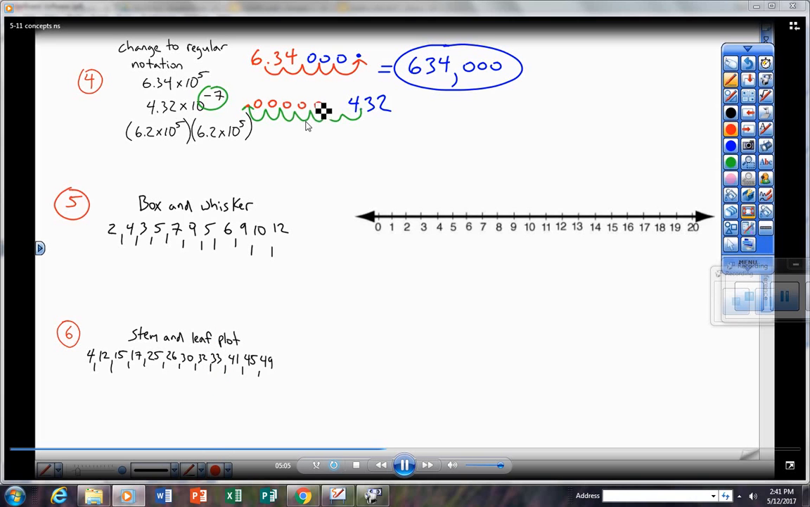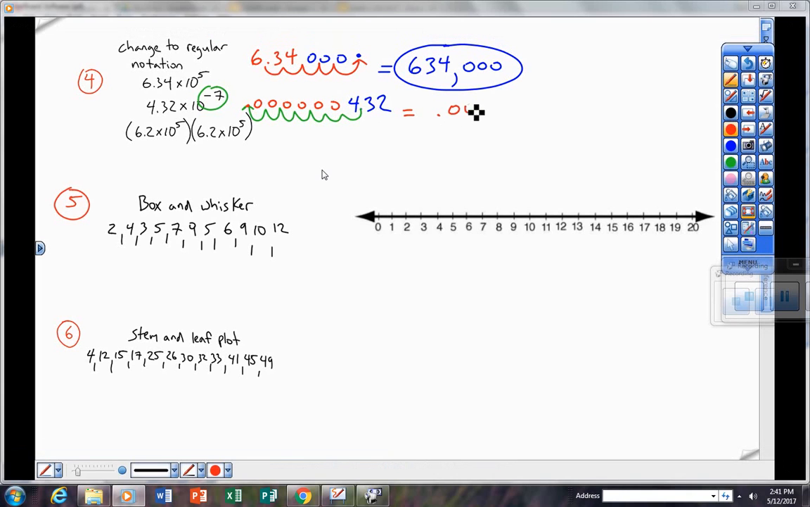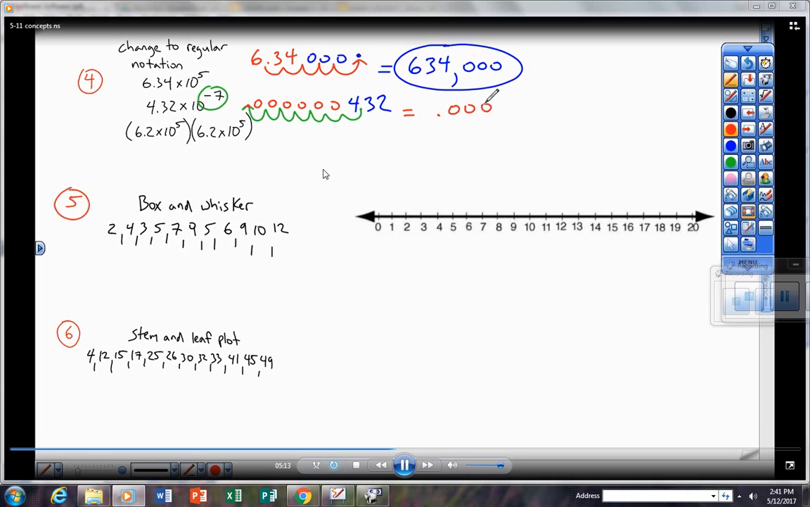And then I'm going to take the time to rewrite it. That answer is 0.000000432. That describes that very small number. All right, second one has you multiply two decimals in scientific notation.